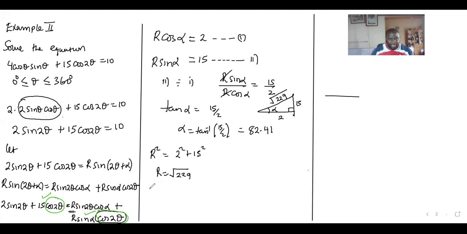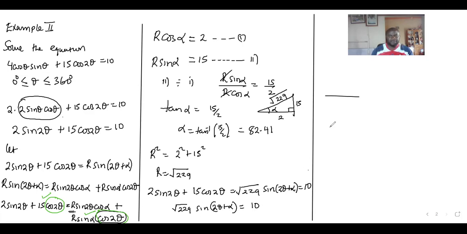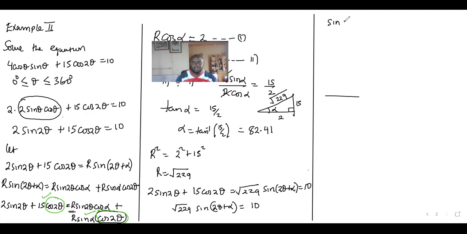So having gotten R, you can have 2 sine of 2 theta plus 15 cos of 2 theta is equal to root 229 sine of 2 theta plus alpha. But the whole of that was equal to 10. Therefore, root of 229 sine of 2 theta plus alpha is equal to 10. From here, you can conclude that sine of 2 theta plus alpha is equal to 10 out of root of 229. So 2 theta plus alpha is equal to sine arc of 10 over root of 229.